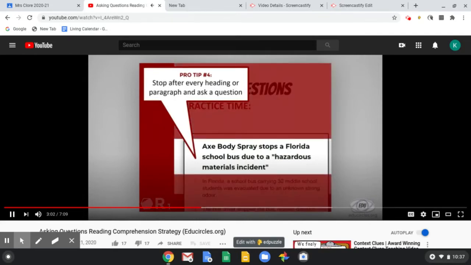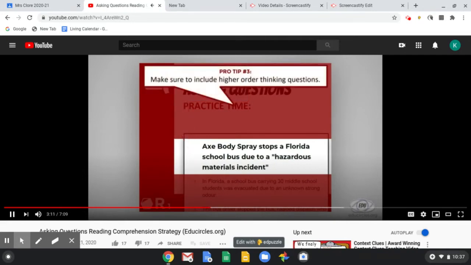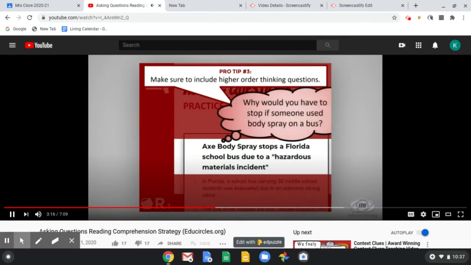Look at the title of the article. Axe body spray stops a Florida school bus due to a hazardous materials incident. Let's try to ask some higher order thinking questions. For example, why would you have to stop if someone used body spray on a bus?